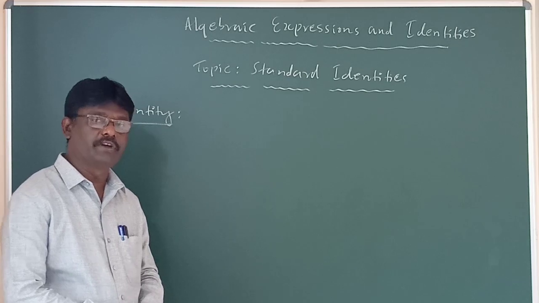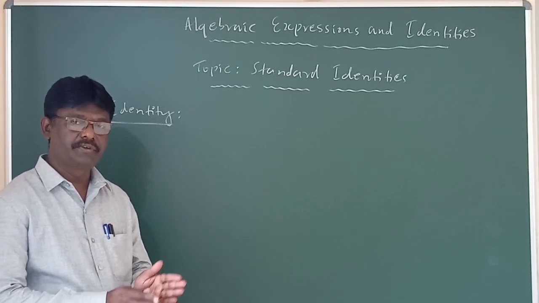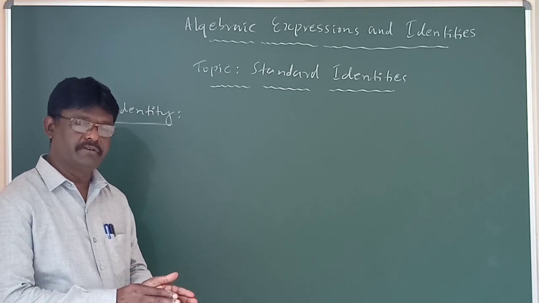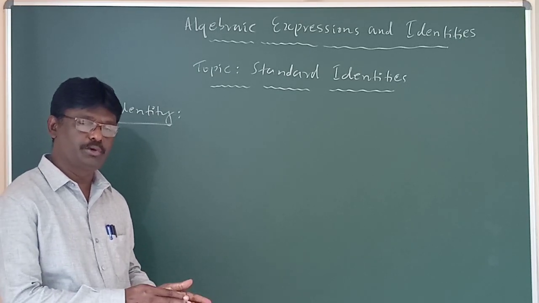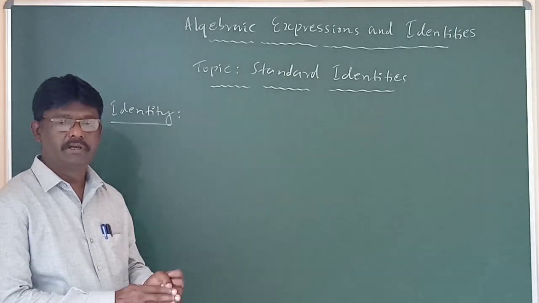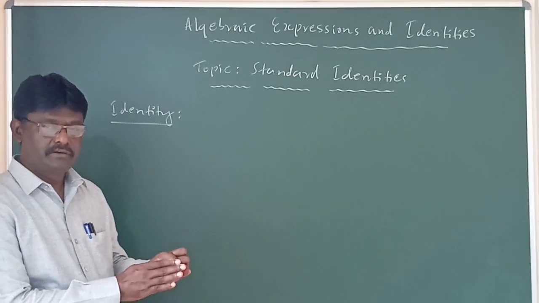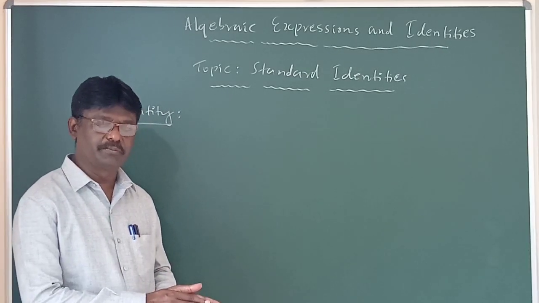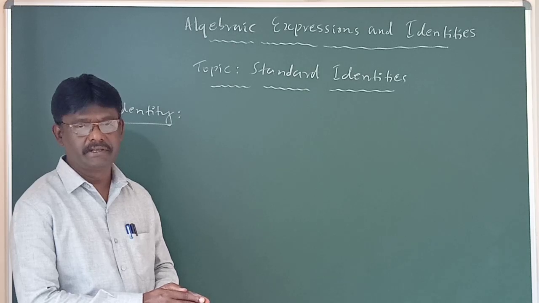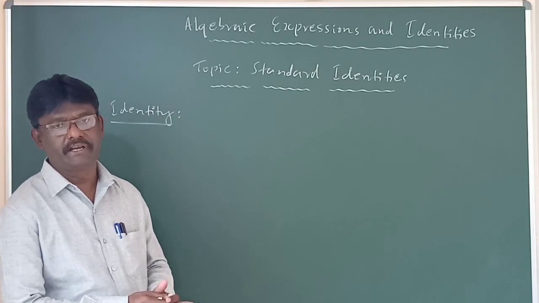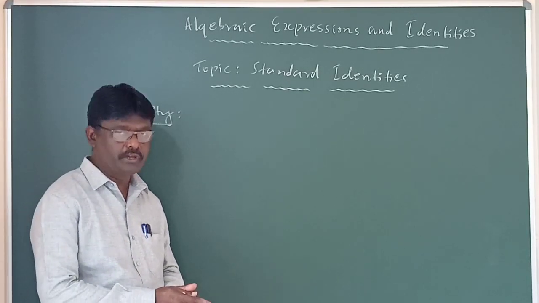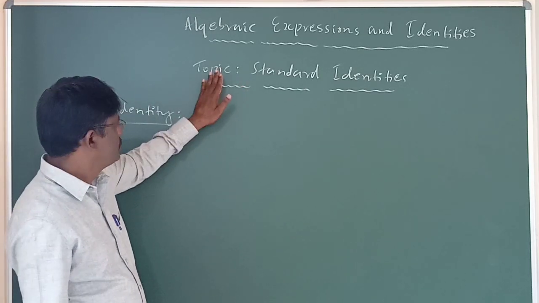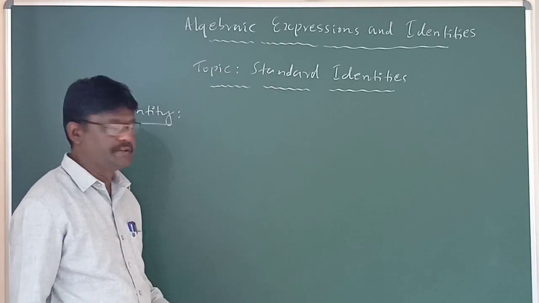Under that, we have learned like terms, unlike terms, algebraic expressions, polynomials, and even monomial, binomial, trinomial, and addition of monomial, addition of binomial, then subtraction and also multiplication. That means almost we have completed the basic terms and basic operations. Today we shall take part 2, that is identities. Today our topic is standard identities.